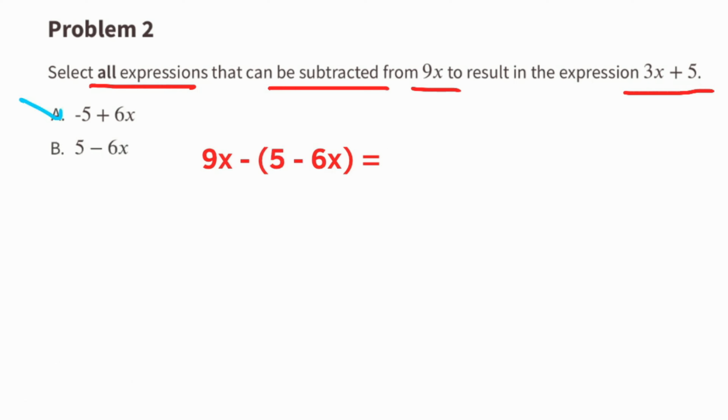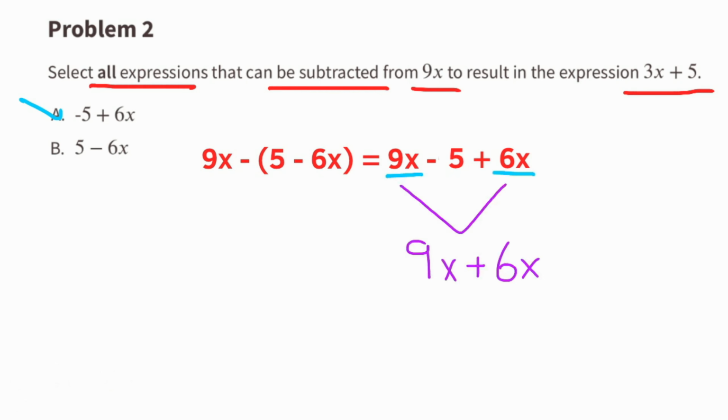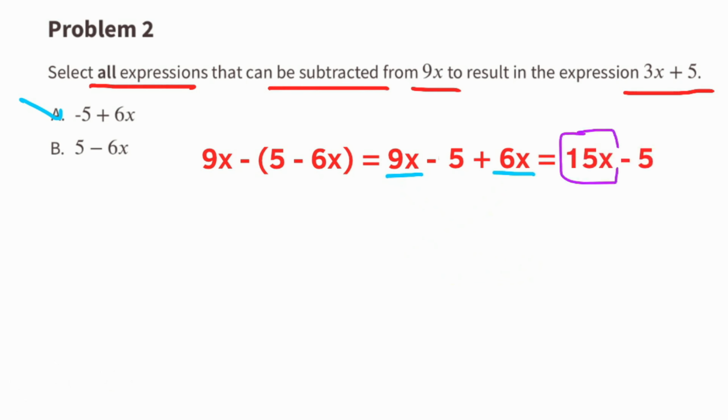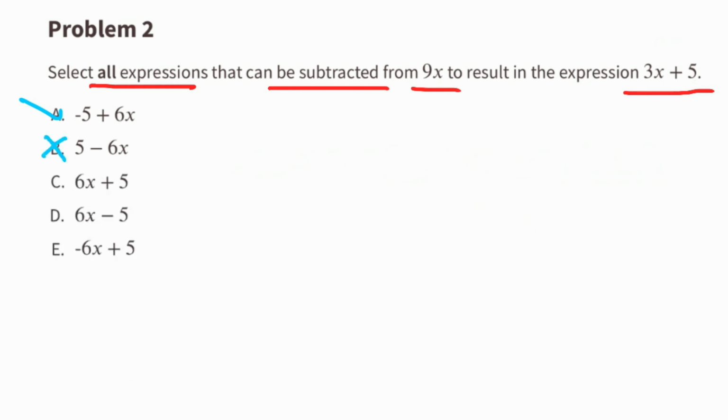B. A negative times a positive is a negative, and a negative times a negative is a positive. We can rewrite this expression as 9x minus 5 plus 6x. Again, we have terms with an x and terms without an x, so we can combine the like terms. 9x plus 6x equals 15x. So now the expression reads 15x minus 5. Since 15x minus 5 is not the same as 3x plus 5, then no, this expression is not equivalent to the original expression.